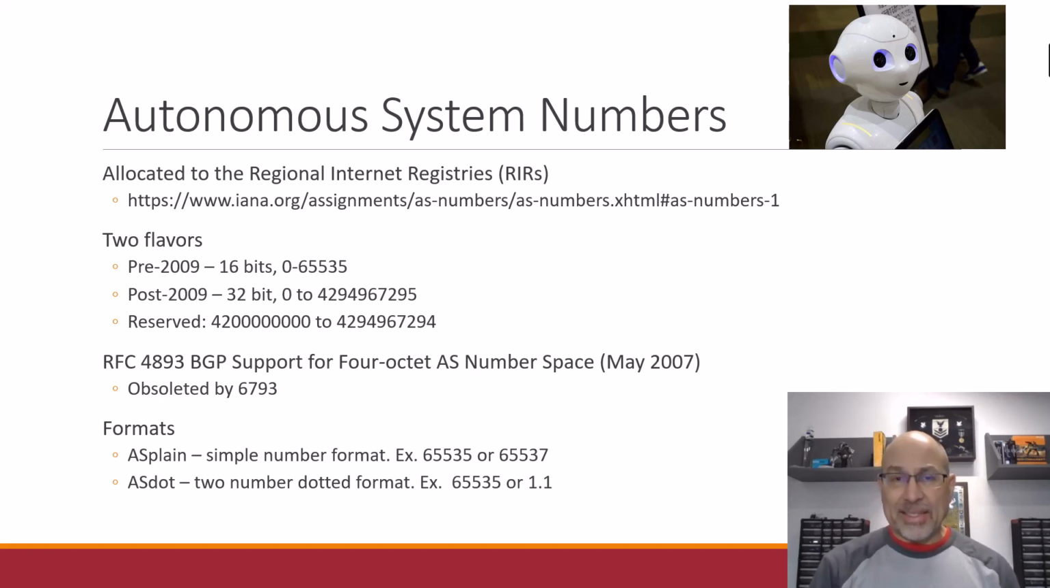Now the AS dot notation is sort of a conversion to the dotted quad notation that we're used to. So if I was going to write down 65,537, I would write down 1.1. The 1 indicates that it's 65,536, and then of course the 1 would be the remaining number. Okay, so that is our AS number formats.